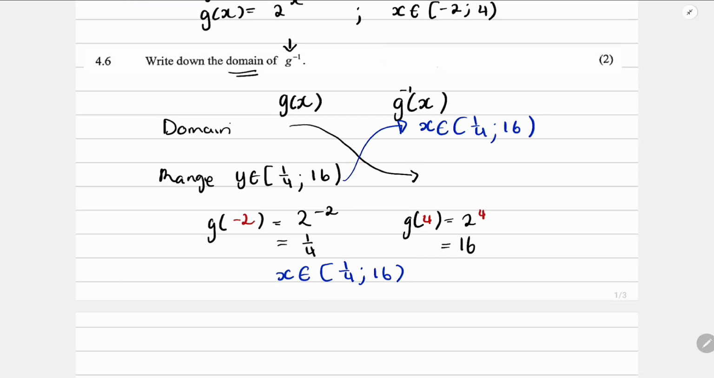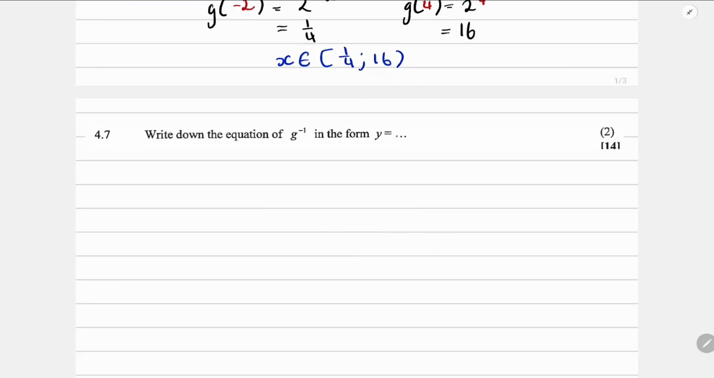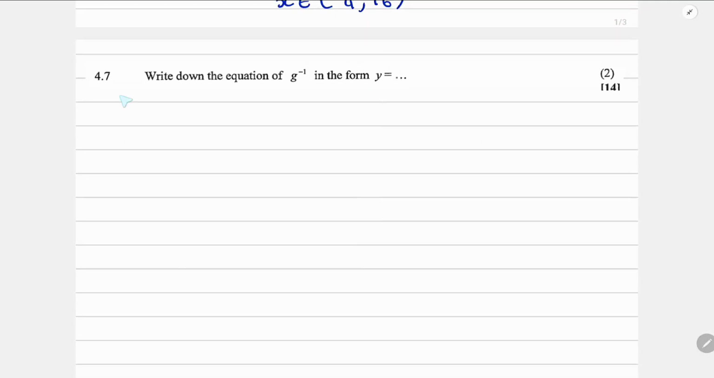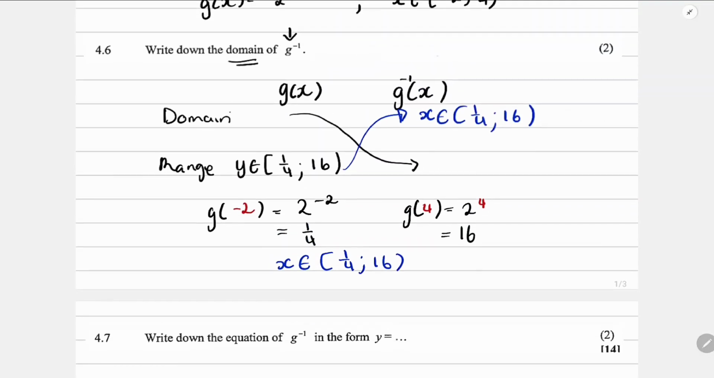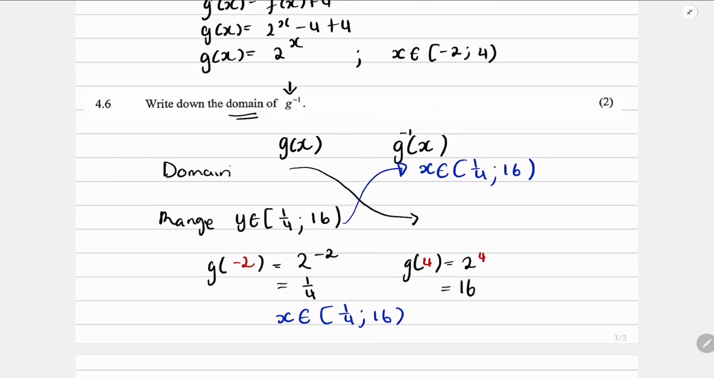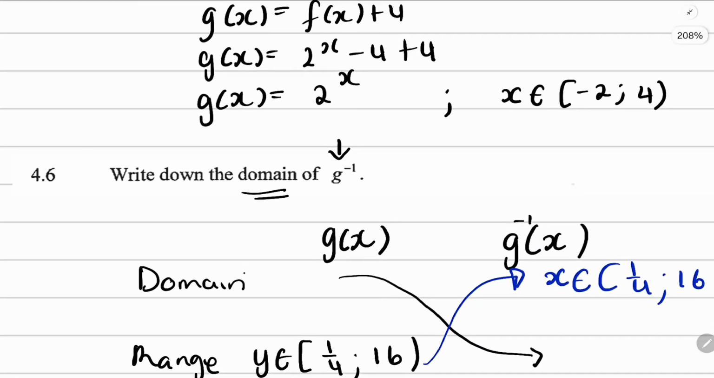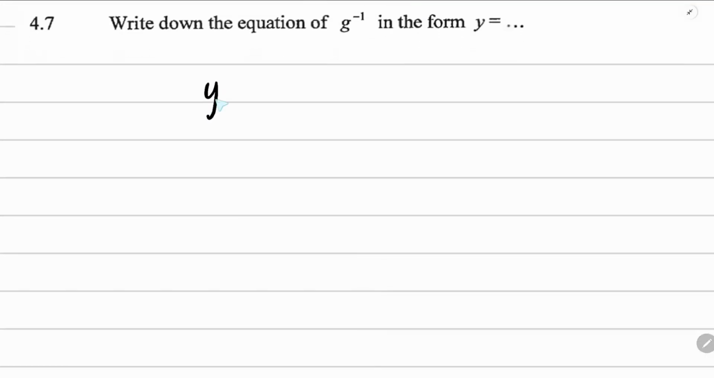Okay, then we move on to 4.7. And then the last question, 4.7, I just want to redo this so I can include something in it. The question was, write down the equation of the inverse of g in the form of y equals. So we already have the original function of g. It's 2 to the power of x. So to find the inverse, we rewrite it first of all as y equals 2 to the power of x. Then swap x and y.